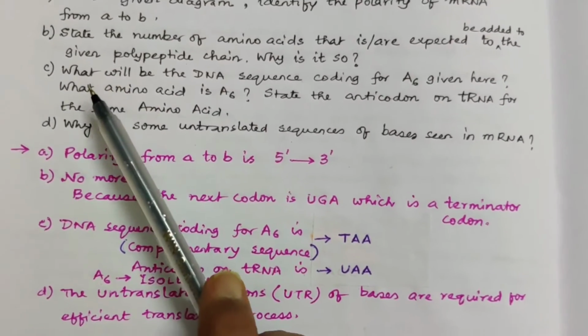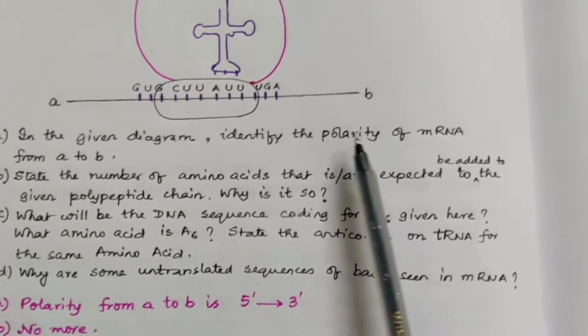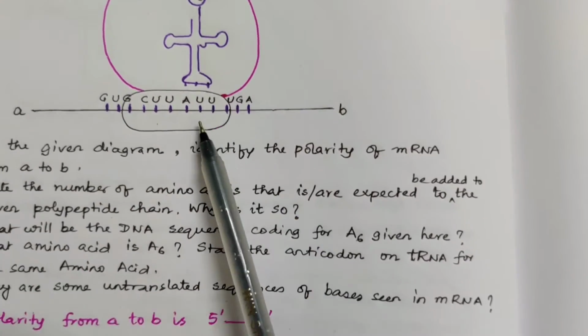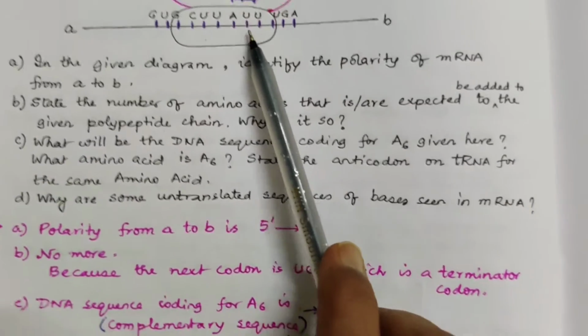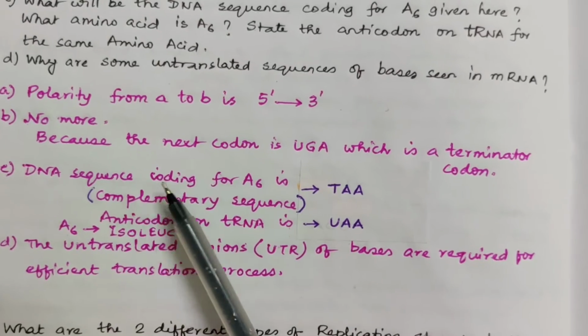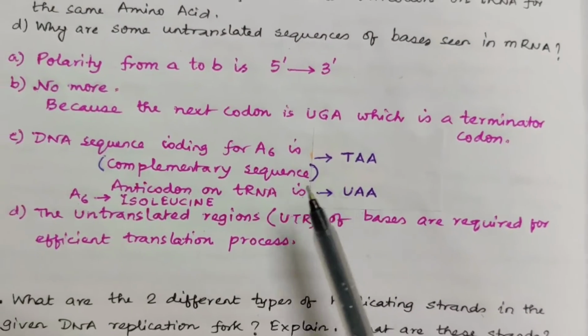Next part of the question is, what will be the DNA sequence coding for A6 given here? A6, this is AUU is the codon on mRNA. What will be the DNA sequence? The DNA sequence is TAA. This is a complementary sequence actually.